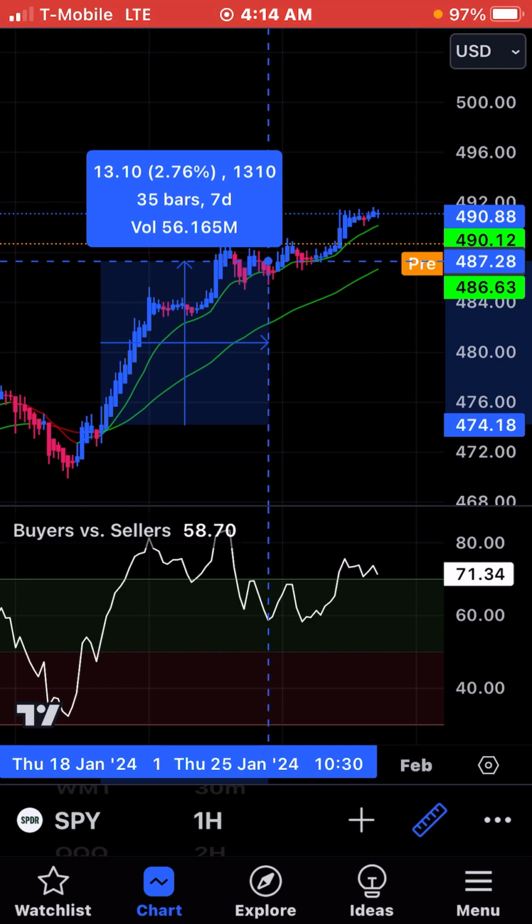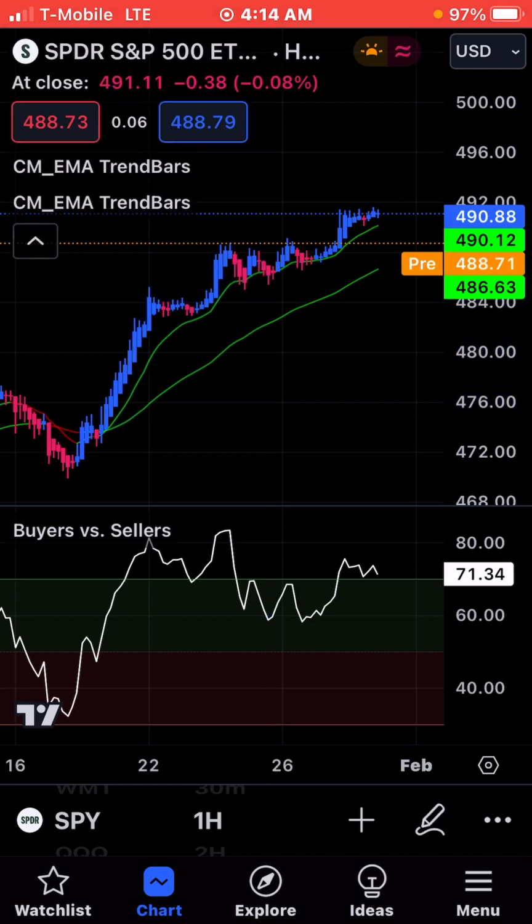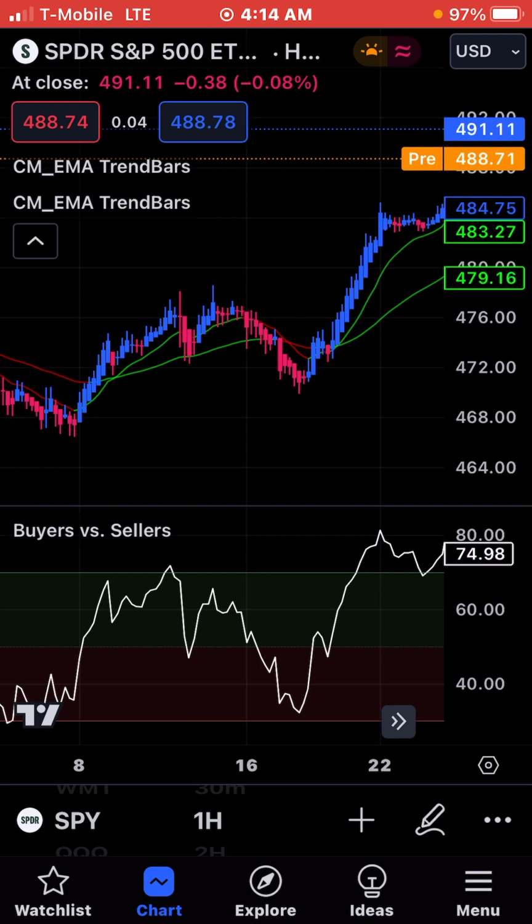This is about $1,310 doing one contract. So you look for your crosses with the 1348, and then you keep your eye on the buyers versus sellers. As long as your buyers versus sellers doesn't dip into the red zone, you're good. So let's just look at a couple other scenarios here.